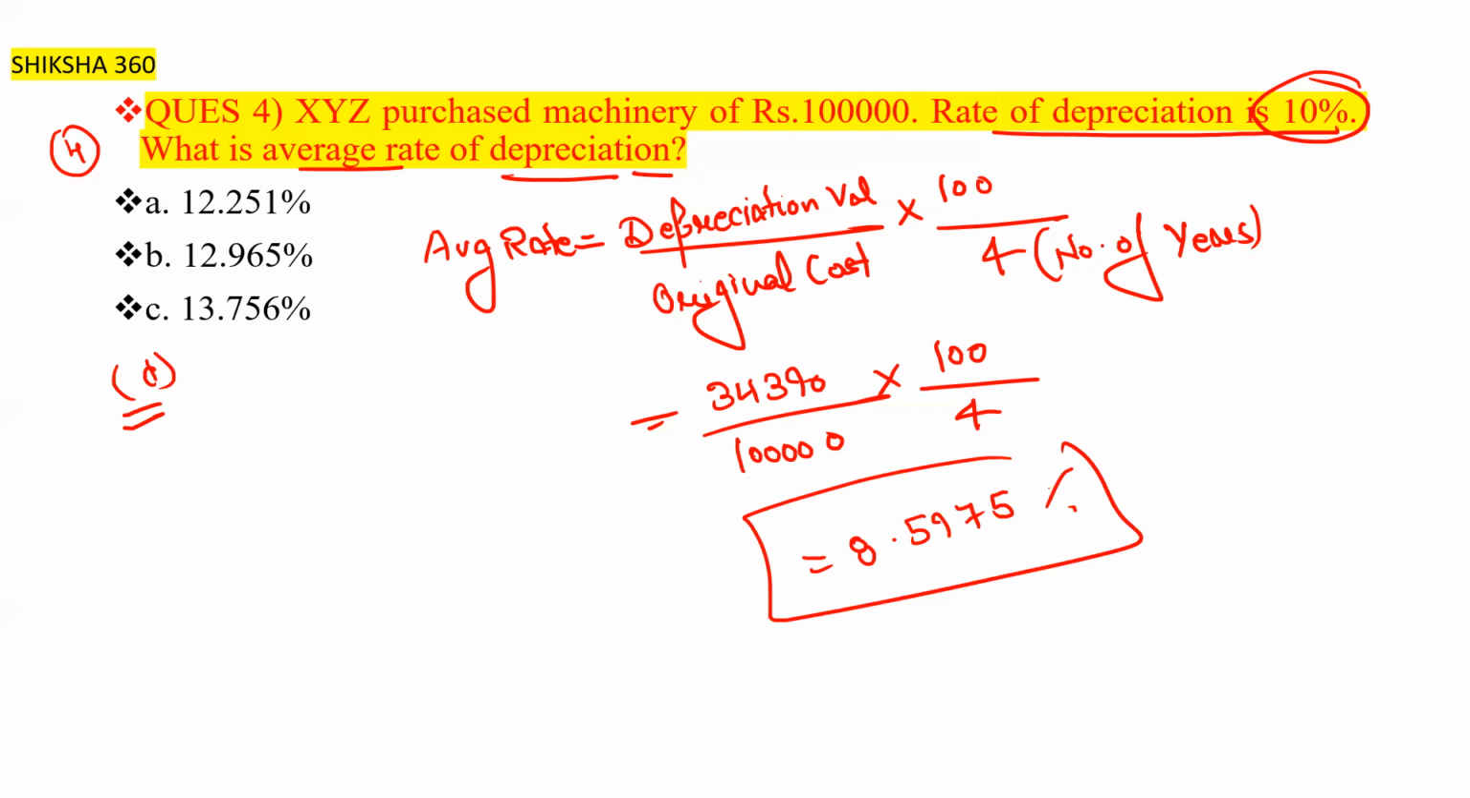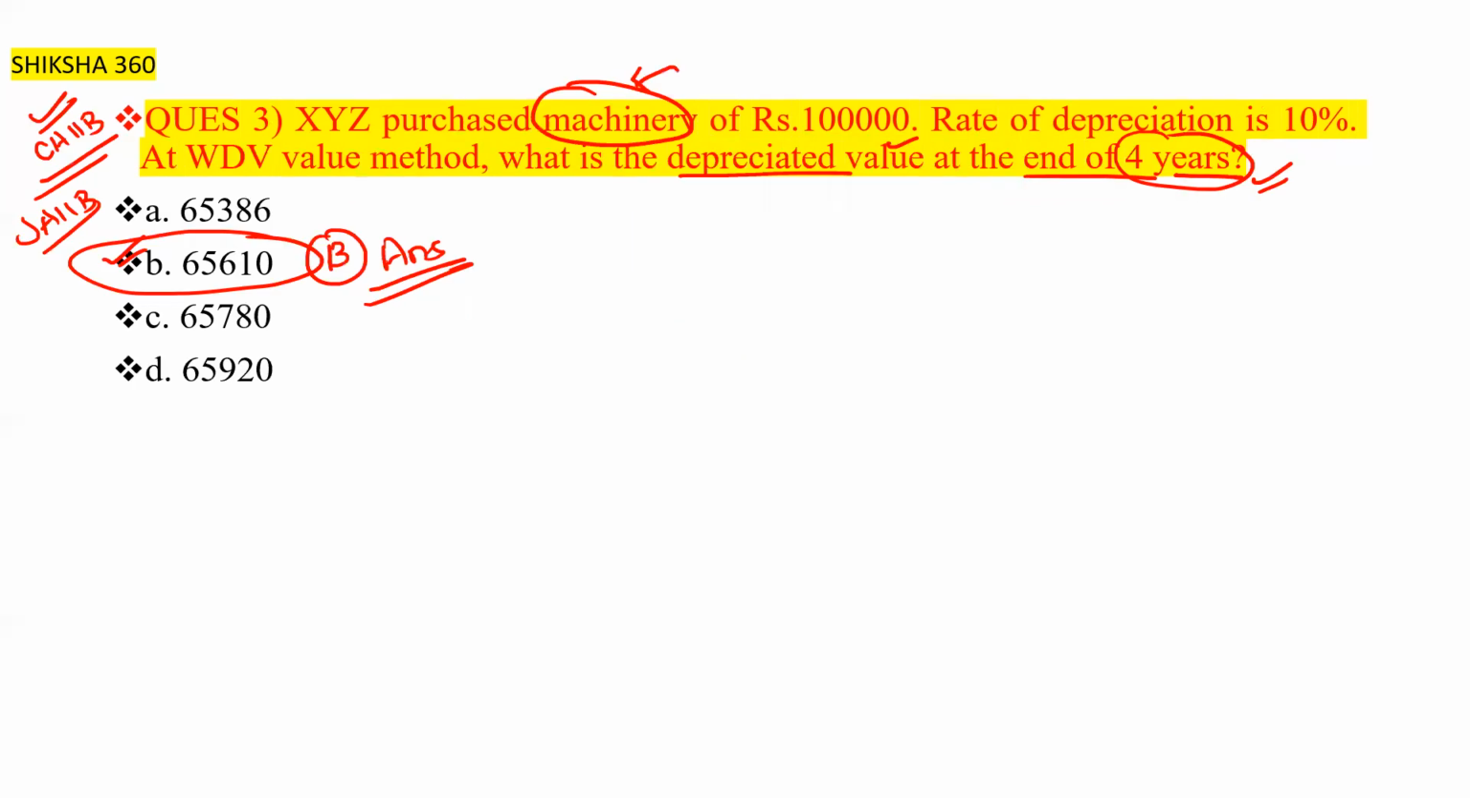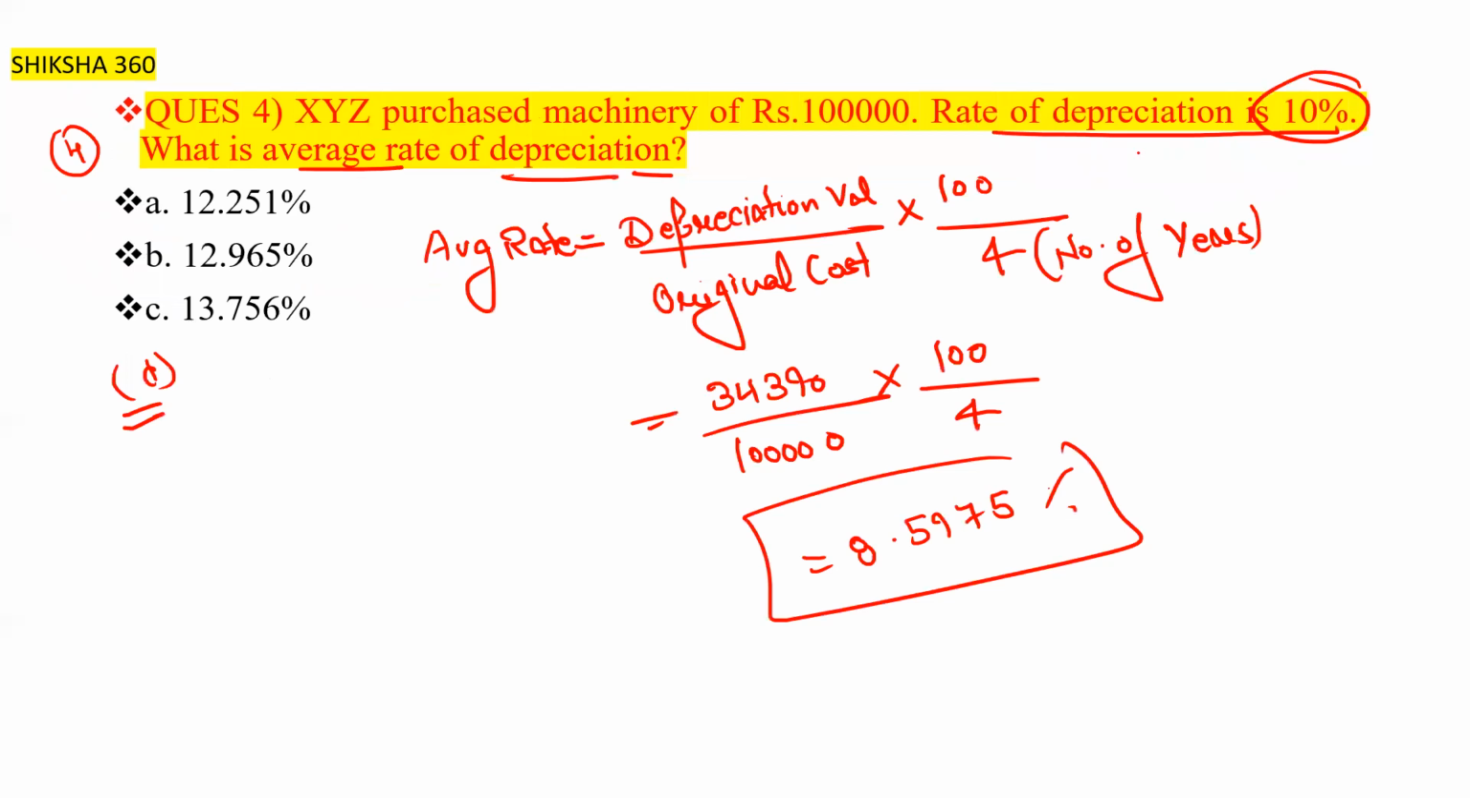So depreciation value upon original cost into 100 divided by 4. Clear? Why basically have we divided it by 4? Because it is basically for 4 years. So according to that, basically we will take it here.